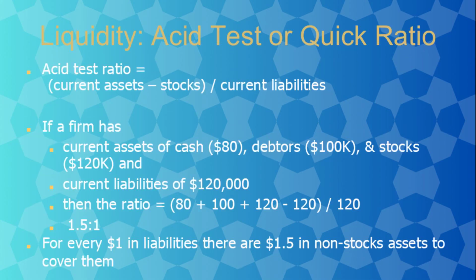The acid test ratio, also known as the quick ratio, provides a more stringent measure of a company's ability to meet its short-term obligations. By excluding stocks from current assets, it focuses on the most liquid assets. For instance, if a firm has $80 in cash, $100 in debtors, and $120 in stocks, the acid test ratio would be 1.5:1, meaning there are $1.50 in liquid assets for every $1 in liabilities.